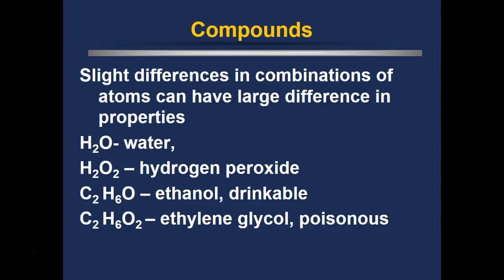Continuing about compounds, slight differences in combinations of atoms can make a large difference in their properties. H2O, for example, we know is water: two hydrogen atoms combined with one oxygen atom. If we add another oxygen, we get hydrogen peroxide, something you might use to clean out a cut. If we add some carbon, C2H6O, we get ethanol, which is something you can drink. But if we change the number of oxygens in this compound, we get ethylene glycol, which is poisonous.